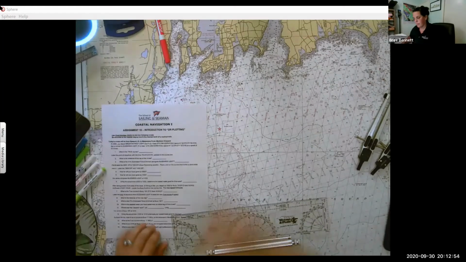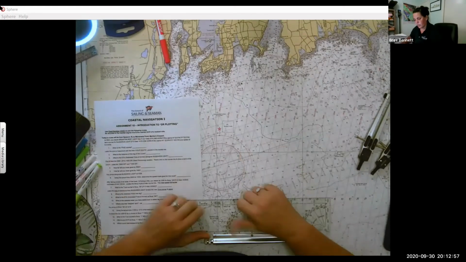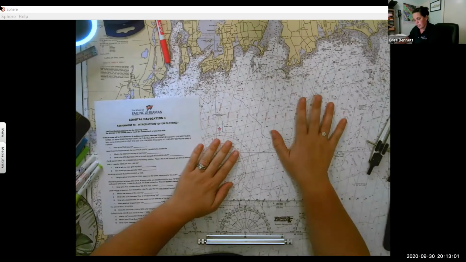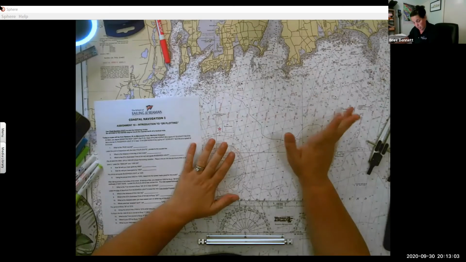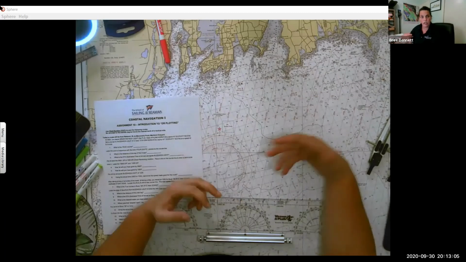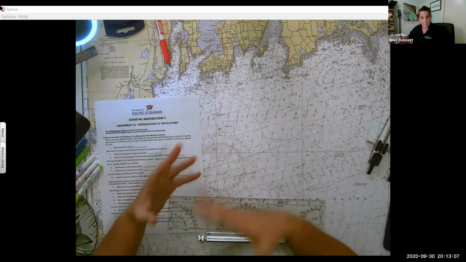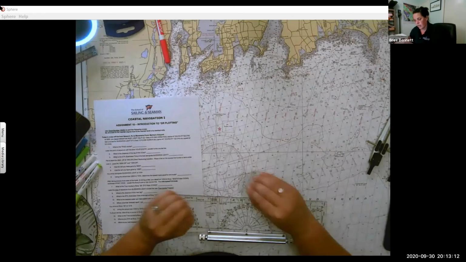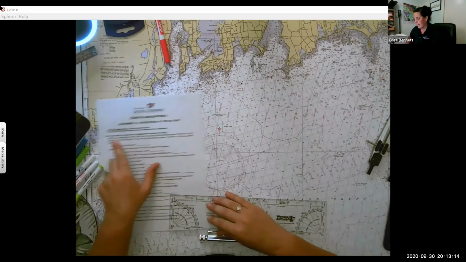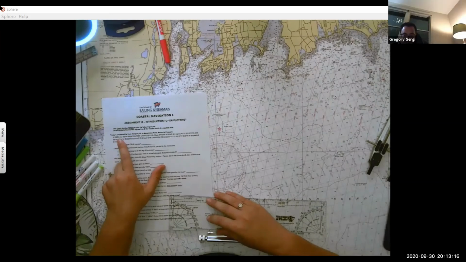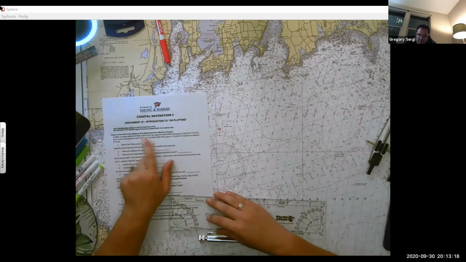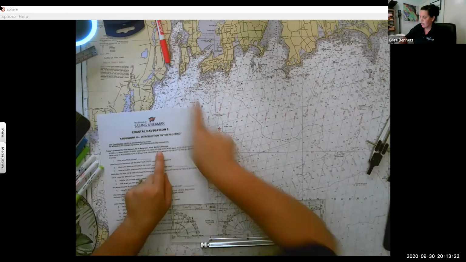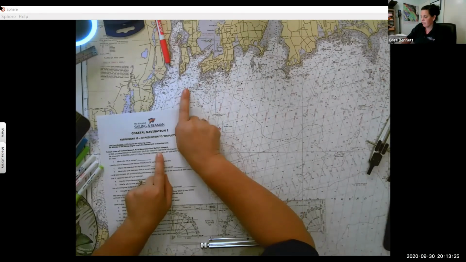Assignment number 10. We are using the 1210 TR chart, and we want to be as accurate as possible. Again, this is practicing those courses and distances that we've been plotting, and then we're going to add in our DRs here. So we have at 820 Breton Reef light, and it gives us the characteristics so we can correctly identify it. Hopefully we're familiar with Breton Reef light by now.